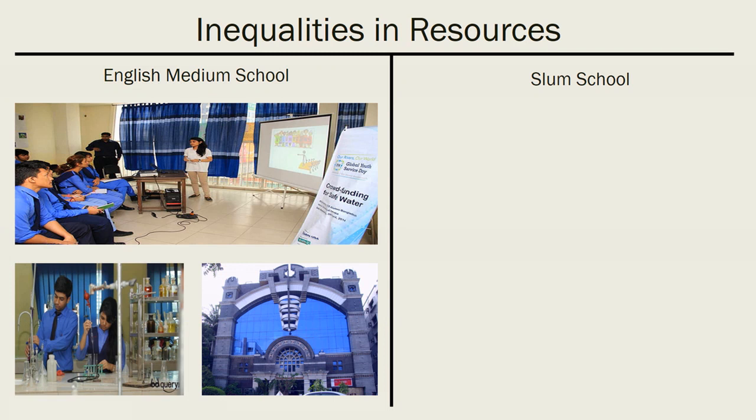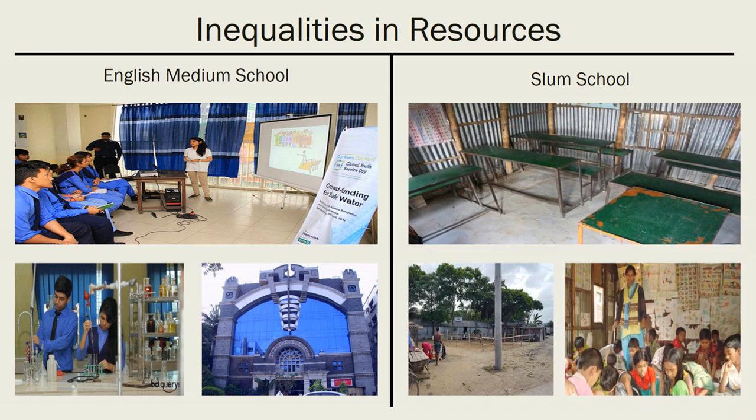So the inequalities in resources can be seen by the naked eye. These are some typical pictures of English medium schools. They are rich in facilities, in resources, in infrastructure. And these are some typical pictures of slum schools. As you can see, they're poor in resources, facilities, as well as infrastructure.